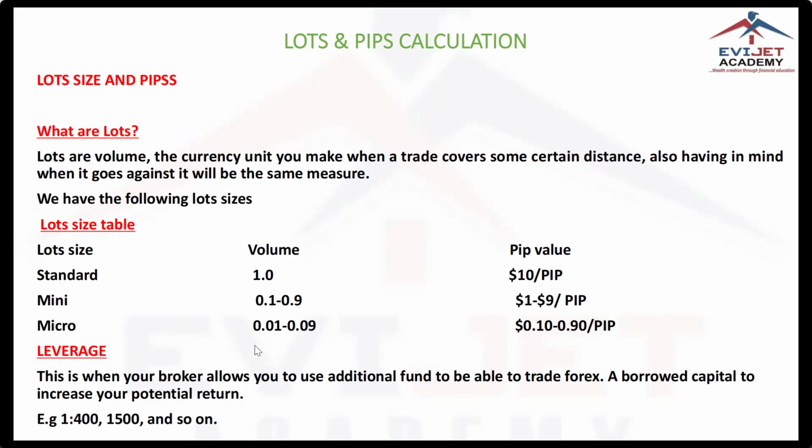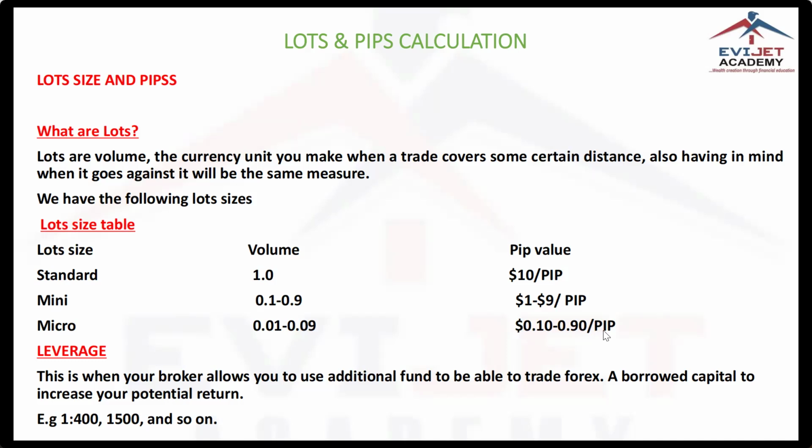Now we have micro lot size. The range is 0.01 to 0.09. They are micro lot sizes. A micro lot is 10 cents per pip.